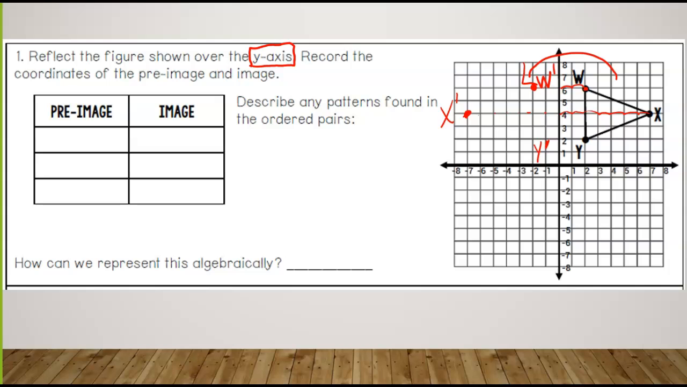Now I could put, oh wait, I didn't. It didn't put the point. There we go.